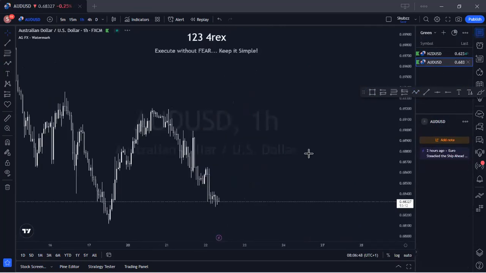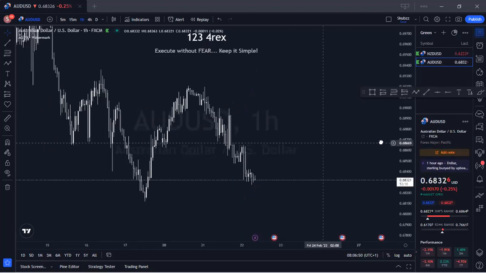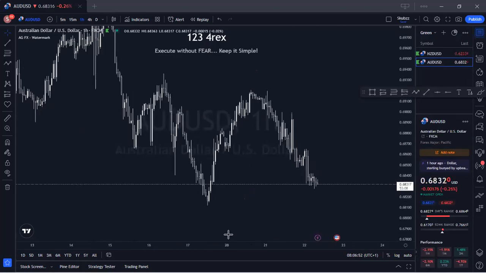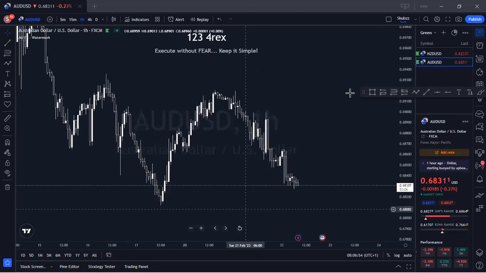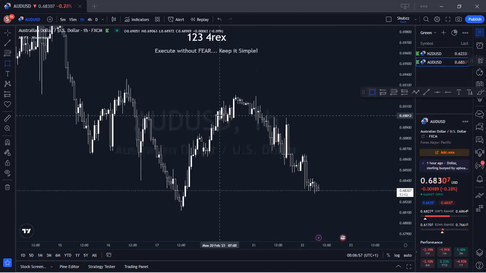This one is a very funny pair. AUDUSD has been selling since yesterday. And I think AUDUSD is looking for price to come back and retest this area. And we even retested it twice.